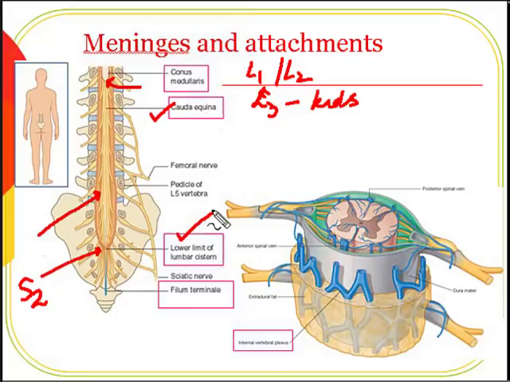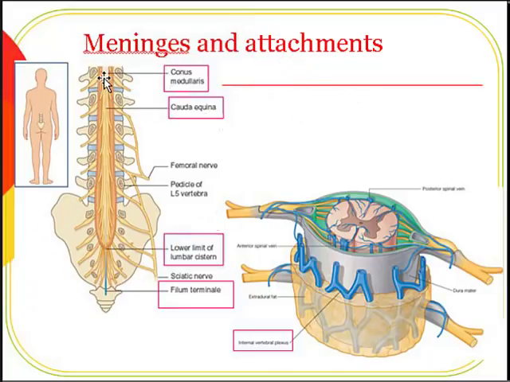From the conus medullaris, a thin filament, which is really very little nervous tissue and is covered by pia mater, continues. This part is known as the filum terminale, and as you can see, it's lying right in the center. It passes out and pierces the dura mater and comes out and attaches to the dorsal aspect of the coccyx.